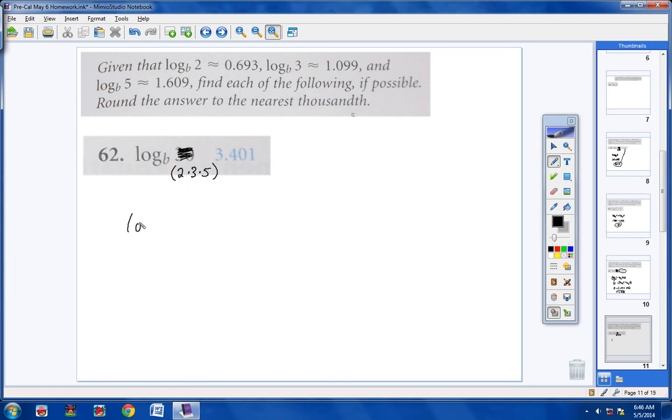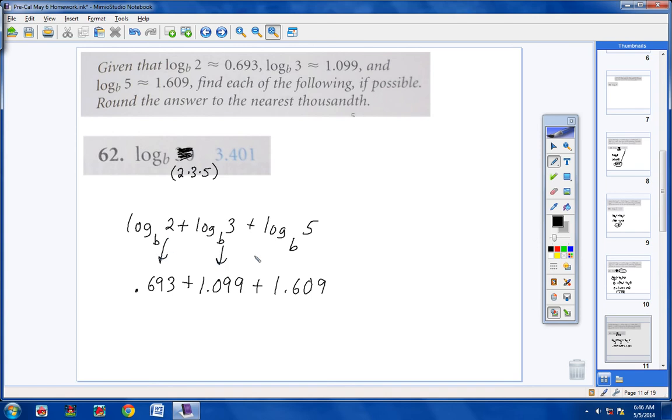Now I have just three logarithms, log base b of 2 plus log base b of 3 plus log base b of 5. So really, we're just going to take 0.693 plus 1.099 plus 1.609, because that's what the log of 2 equals, and the log of 3 equals this, and the log of 5 equals this. Add them up and you will get 3.401, okay, which is the answer right here.